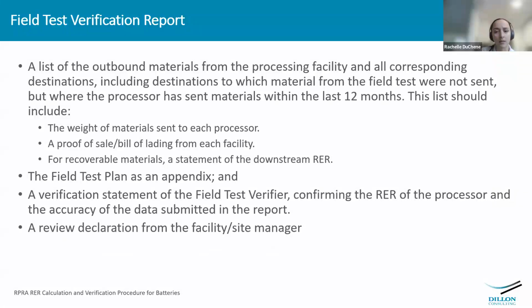Some additional things you're going to include in that field test verification report are a list of your outbound materials. This is any materials you're sending out within the last 12 months, so that could be multiple locations. The field test plan is going to be included as an appendix to that report. You're going to have a verification statement from the field test verifier confirming the RER. And similar to the mass balance, you're going to have a review declaration from the facility manager.